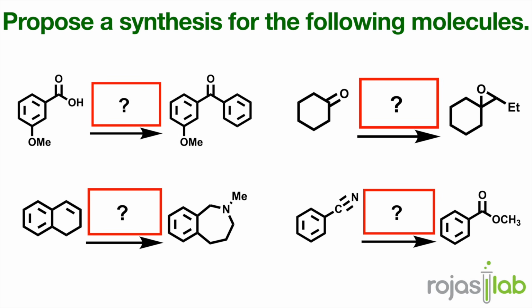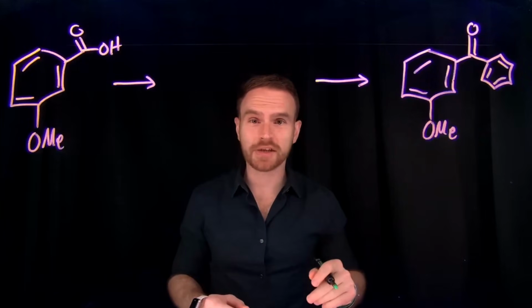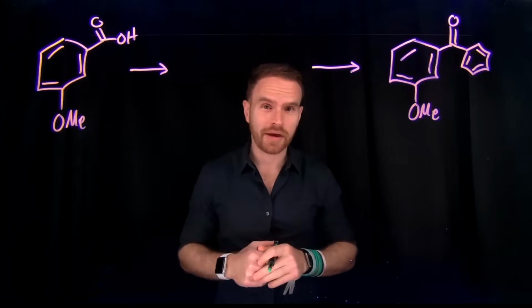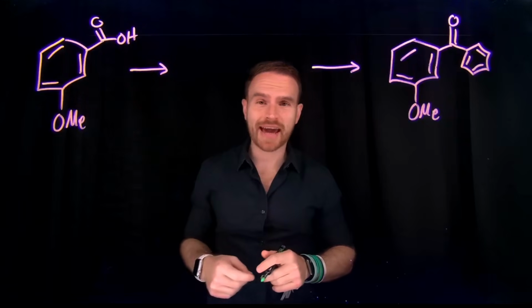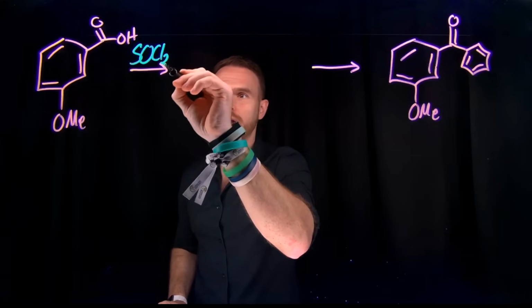Let's see if you can figure out how to transform each of these starting materials into the desired product. Remember to look out for those key functional group transformations. For the first example, we're turning a carboxylic acid into a ketone, and we can achieve this in just 2 steps. The first will be to transform the carboxylic acid into what's known as an acid chloride, and we can achieve this using thionyl chloride.